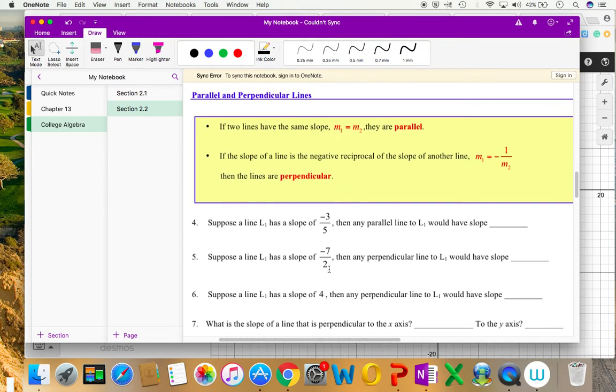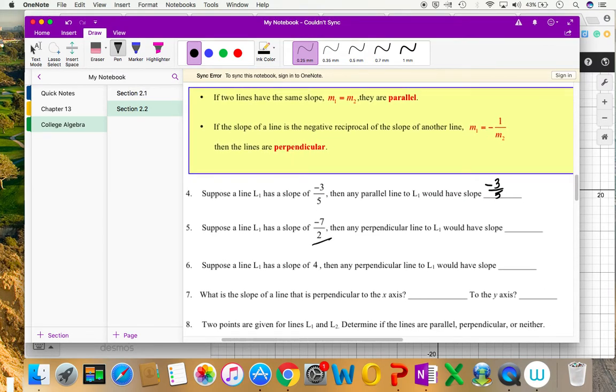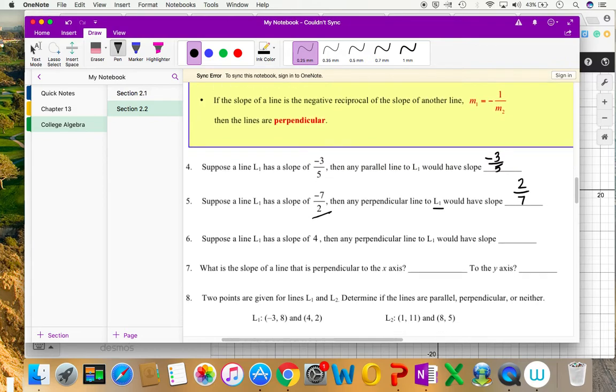Now let's talk about perpendicular and parallel lines. If 2 lines have the same slope, then they are parallel. If 2 lines have reciprocal opposite slopes, then they are perpendicular. So suppose a line has a slope of -3 over 5. Then any line parallel to line 1 would have a slope of -3 over 5. If line L1 has a slope of -7 over 2, any line perpendicular to L1 would have a slope of +2 over 7. Notice how I take away the negative sign and I flip the number in the bottom and the number in the top.